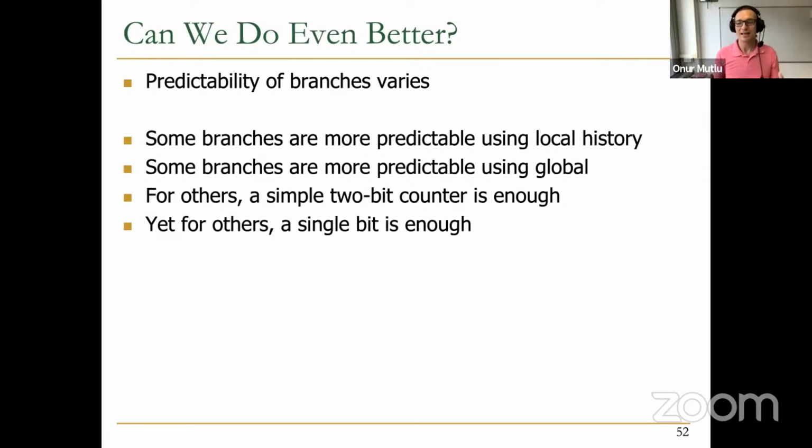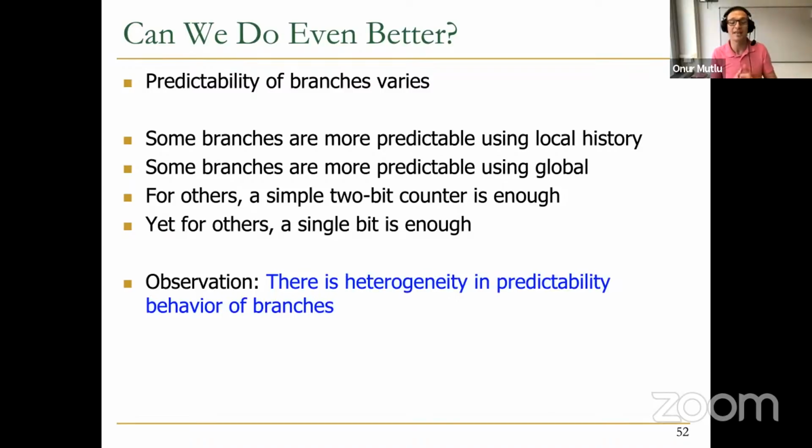Okay, but basically, let me give you multiple ideas. One is the fact that predictability of branches varies. Some branches are more predictable using local history. Some branches are more predictable using global history. For others, a small 2-bit counter is enough. Yet others, just a single bit is enough. Yet others, a single compile time prediction is enough, because some branches are actually extremely easy to predict because 100% of the time almost they go one way, taken or not taken. So this actually shows that there's heterogeneity in the predictability behavior of branches.